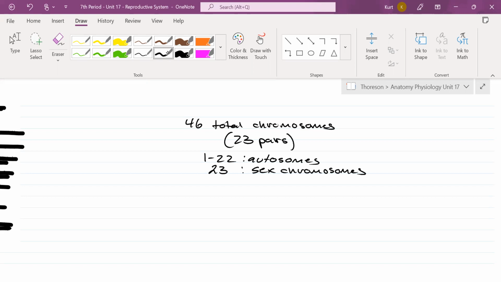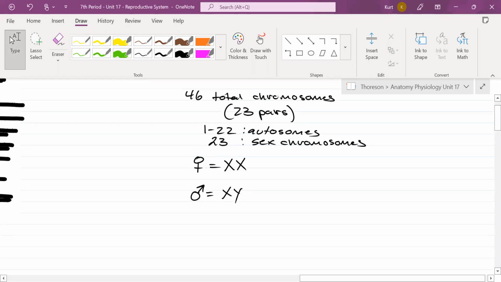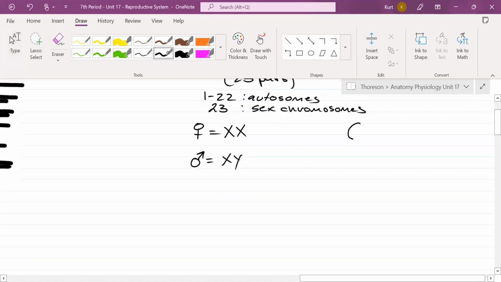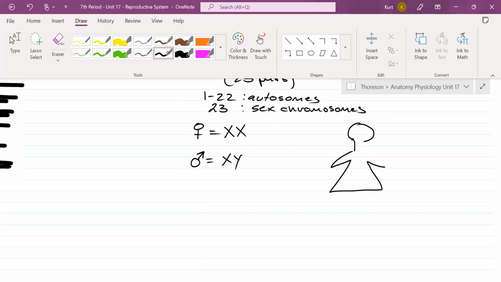Okay. What are the female sex chromosomes? XX. What are the male sex chromosomes? XY. Which parent determines the gender of the offspring? The male, because if I were to take a female's whole body, how many chromosomes would I get from a cell in her head?